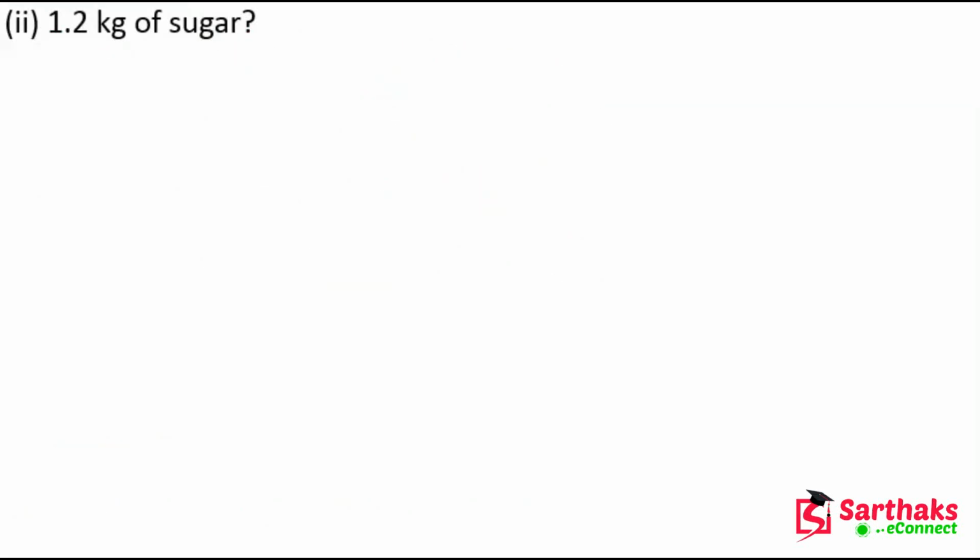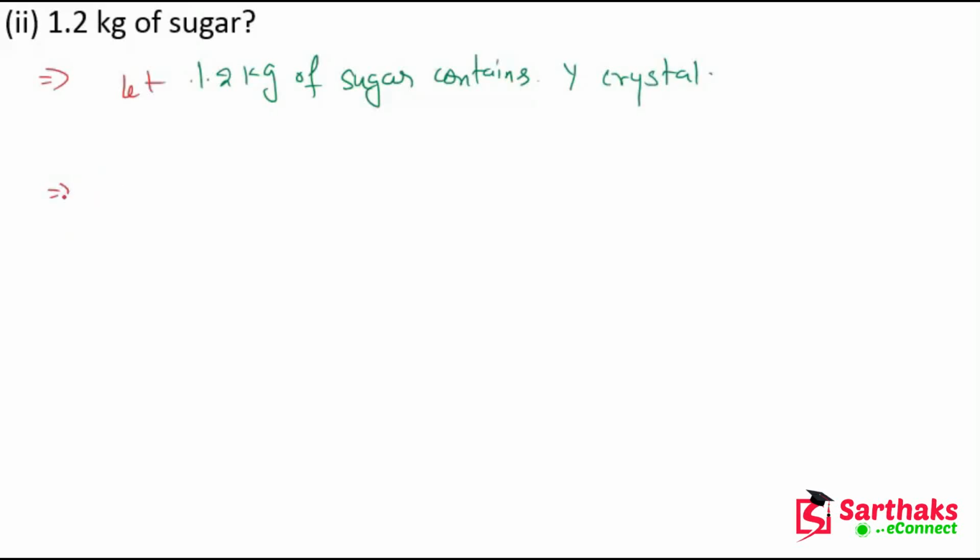Yes, now in the second part, for 1.2 kg of sugar, how many crystals does it contain? Okay, so let's suppose 1.2 kg of sugar contains y crystals. So here we can write quantity of sugar, and here number of crystals.